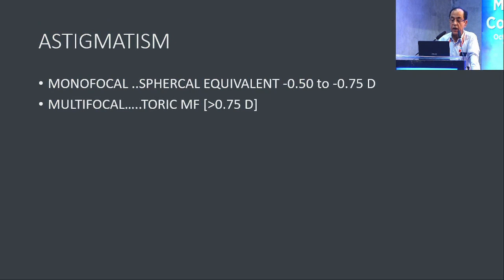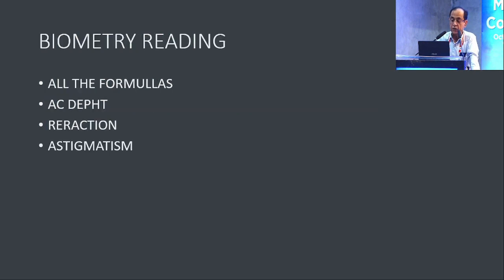So monofocal, as I already talked, spherical equivalent. If the patient has got astigmatism and I'm going for a monofocal, I'll target a spherical equivalent of -0.5 to -0.75 to give them good depth of focus for near. And if I'm going for multifocal or toric multifocal, if it is more than 0.75, even 0.7, I will like to correct that astigmatism so that he does not lose contrast further.